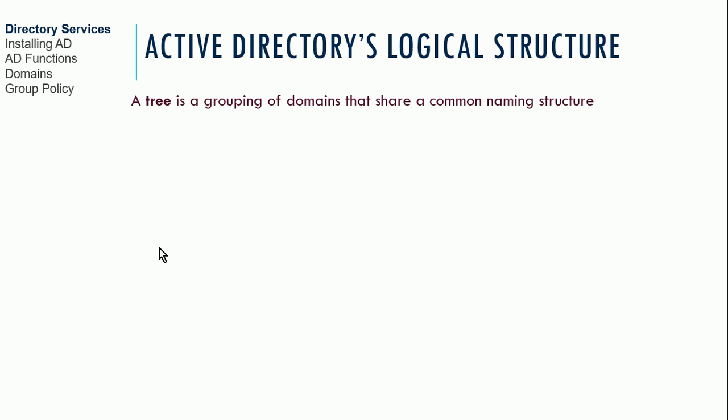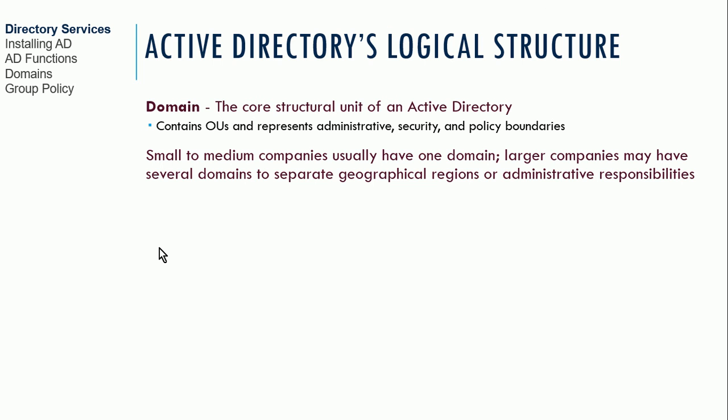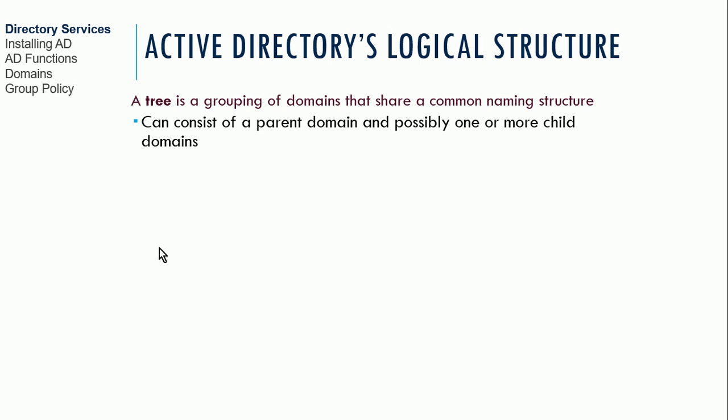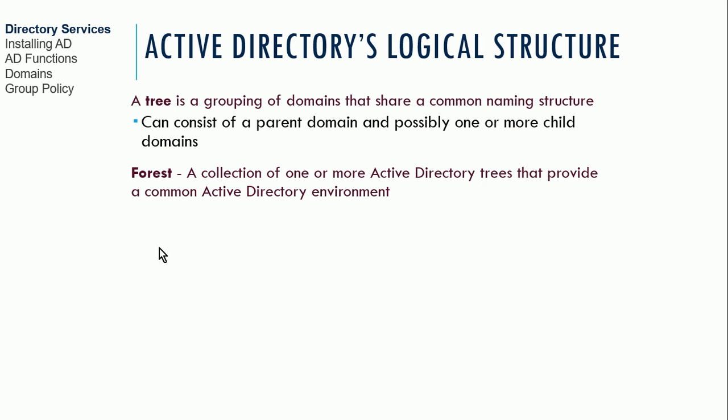A tree is a grouping of domains. Let me take a step back here. So we have domains. Many companies, small to medium companies, may only have one giant domain, but large organizations typically have more than one domain. And when you group those domains together, they become a tree. So a tree is a group of domains. It can consist of a parent domain and possibly one or more child domains.